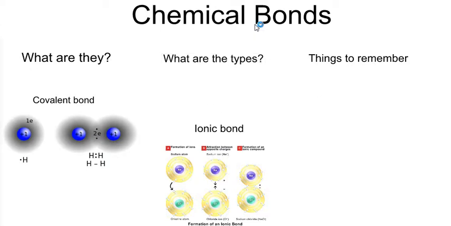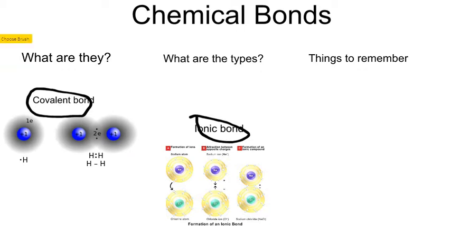What are the types of chemical bonds? Well, the main ones are covalent bonds and ionic bonds. What are they? Okay, let's explain. Here, let's start with covalent bonds. Let's start with an example.